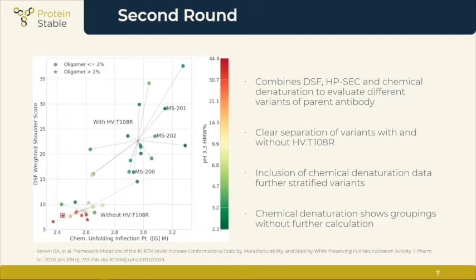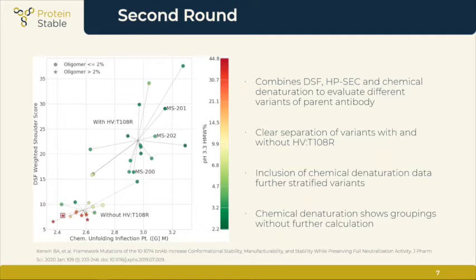Then we have a color bar on the right of the plot, and this is where the size exclusion data comes into it, looking at the percentage of high molecular weight species. And then finally, we're looking at the shape of the scatter points. If it's a circle, we're looking at oligomer percentages below 2%, and if it's a star, then the oligomer percentage is above 2%. And the lines emanating from each scatter point congregate at the mean value for that population.